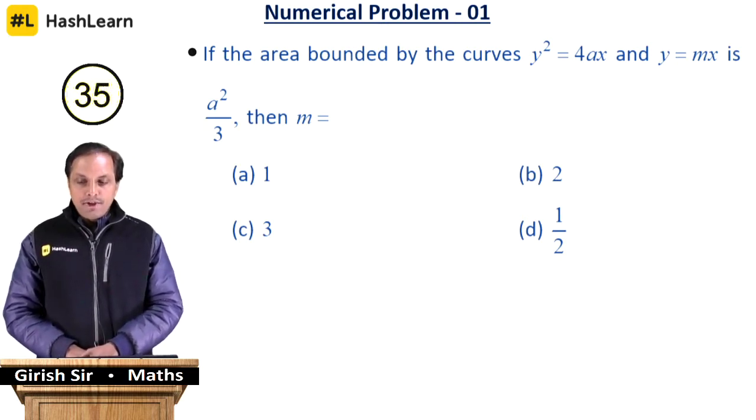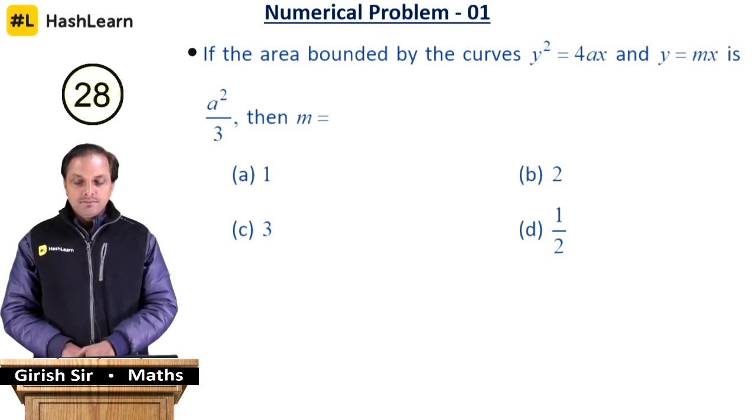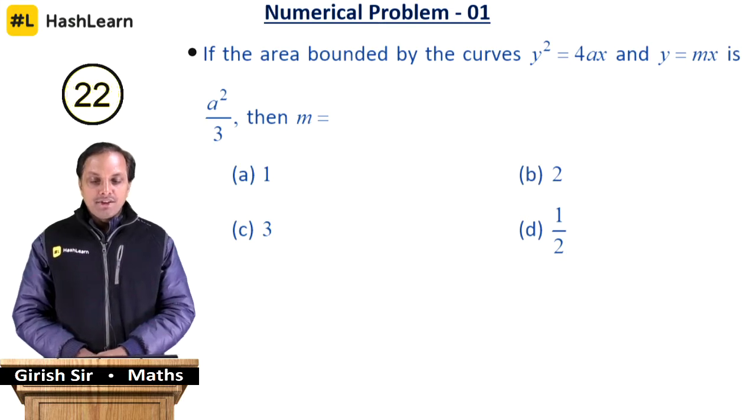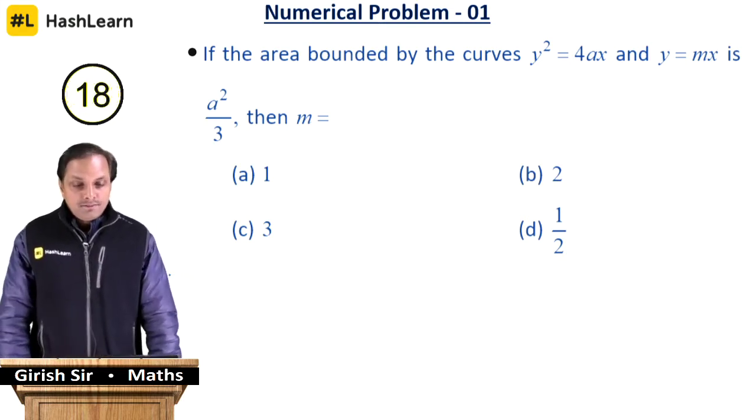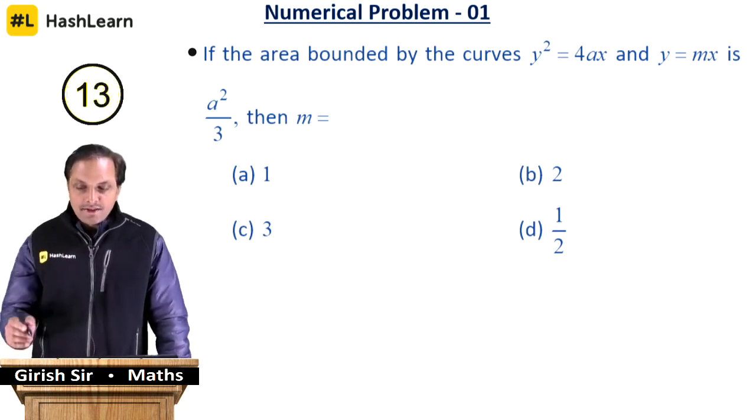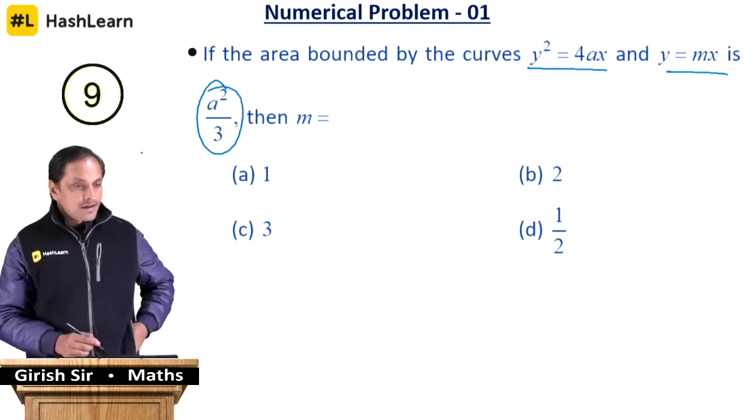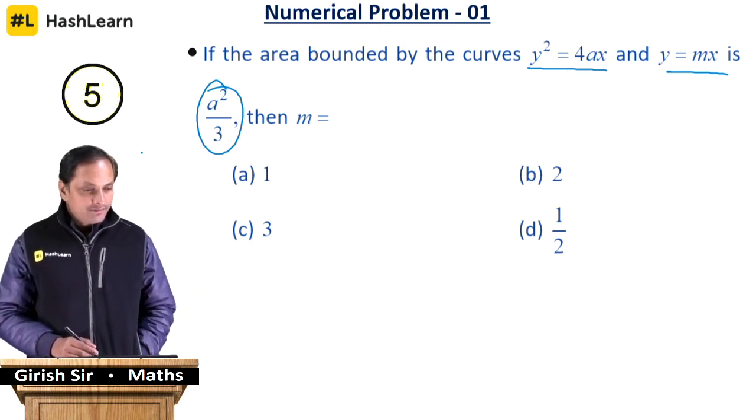The curves are y square is equal to 4ax and y is equal to mx. The area is a square by 3. Then what is m, they are asking you? He has given the area as a square by 3 and they are asking you the reverse part.